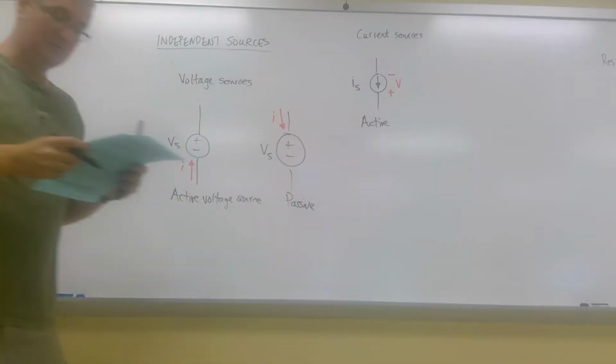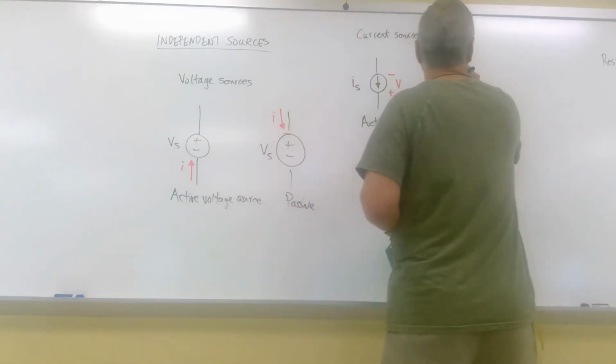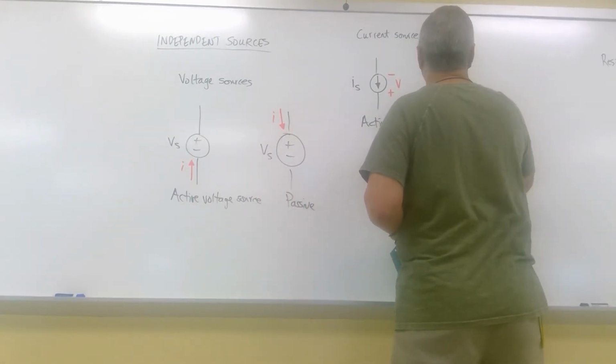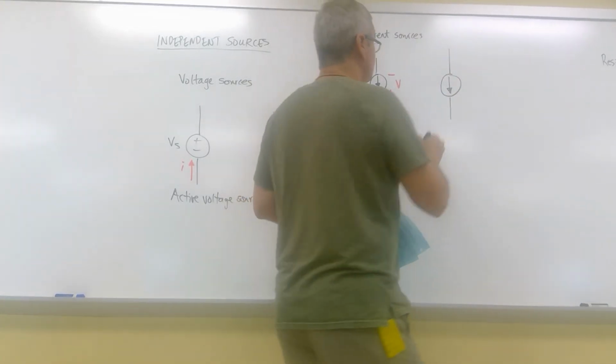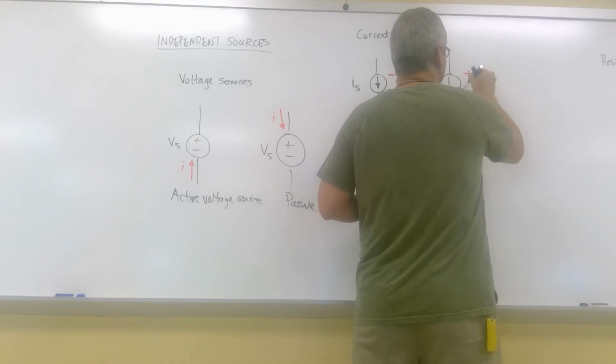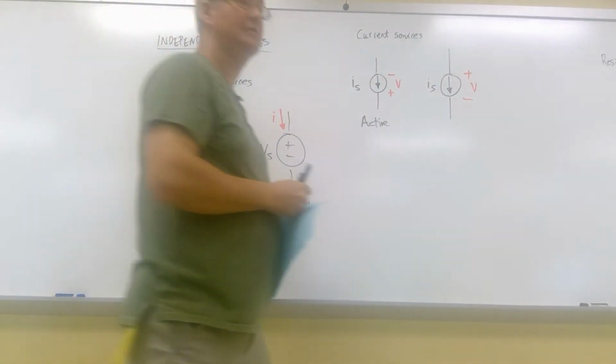But if I have the voltage drop the opposite way, right? So if this is my current source here, but I have a drop that goes like this, then that means it's got to be passive.